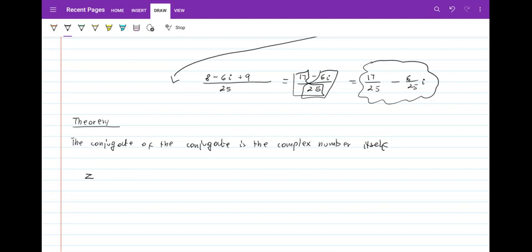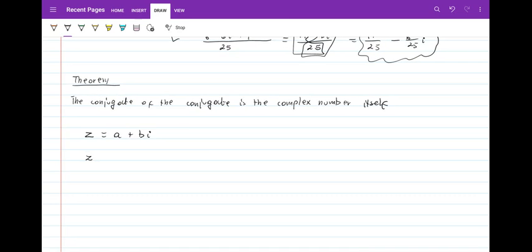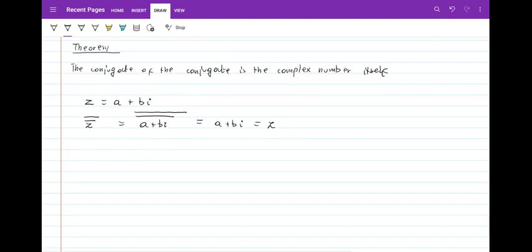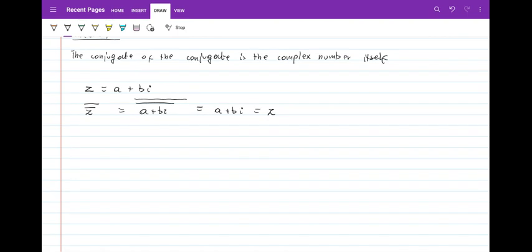So technically, this z is a complex number, a plus bi. And if I would ask you to take the conjugate of the conjugate, which is a plus bi, it's the conjugate of z, and then take the conjugate again, you will end up with a plus bi, which is the original complex number. I'm skipping the proof, okay? But just a quick example: 2 plus 3i, and you need to find the conjugate of the conjugate, so this is just the original complex number, okay?